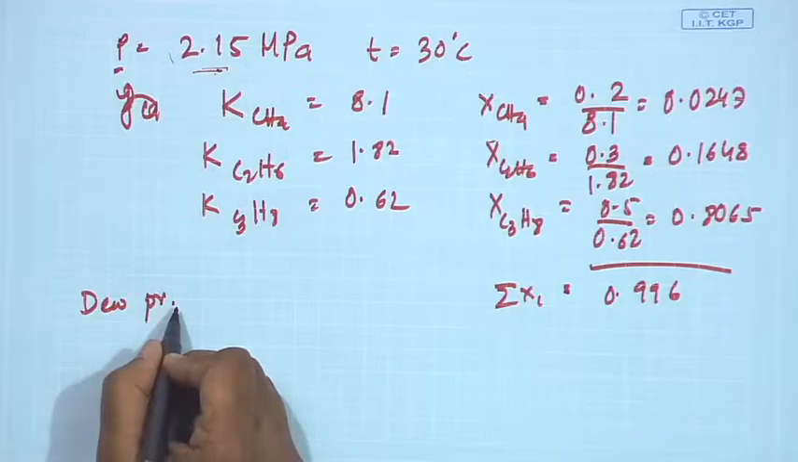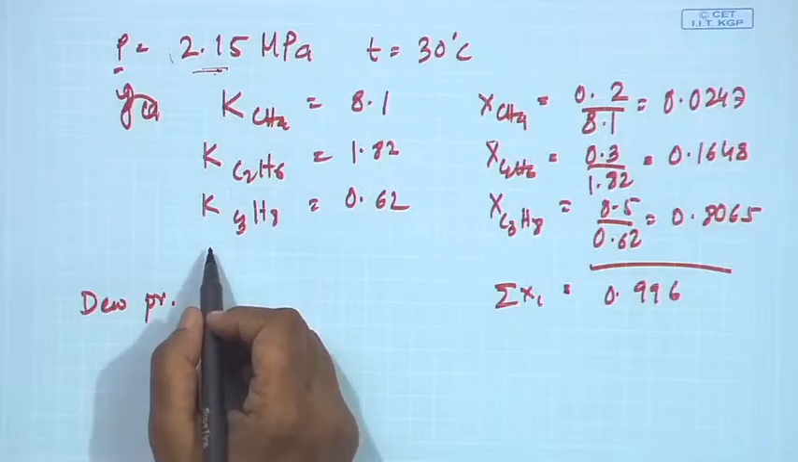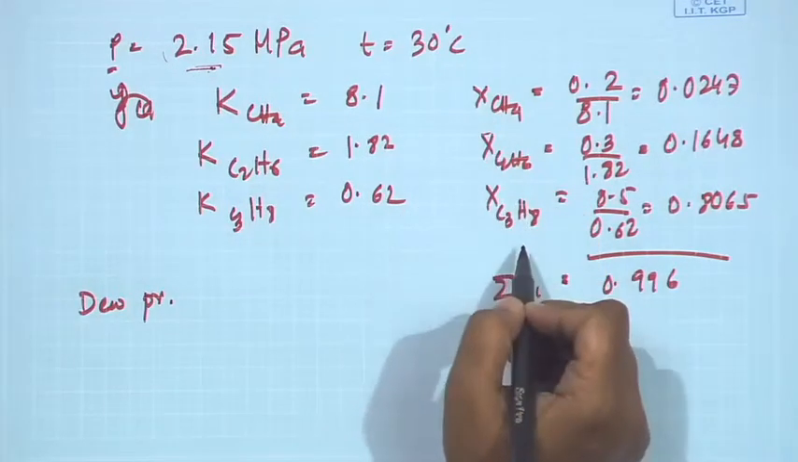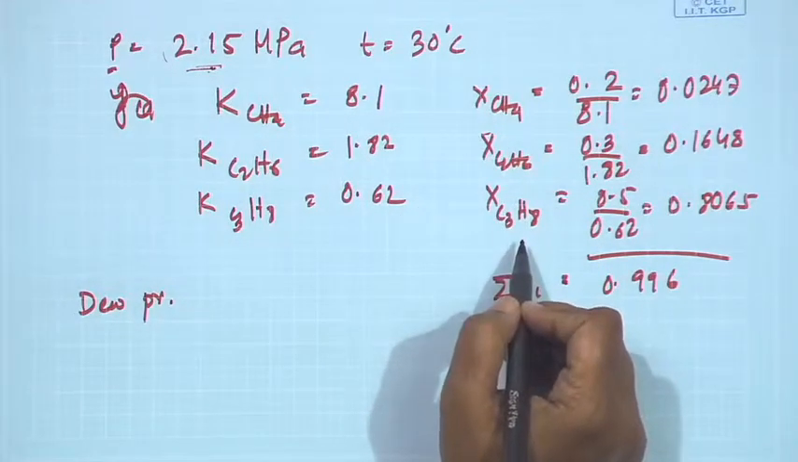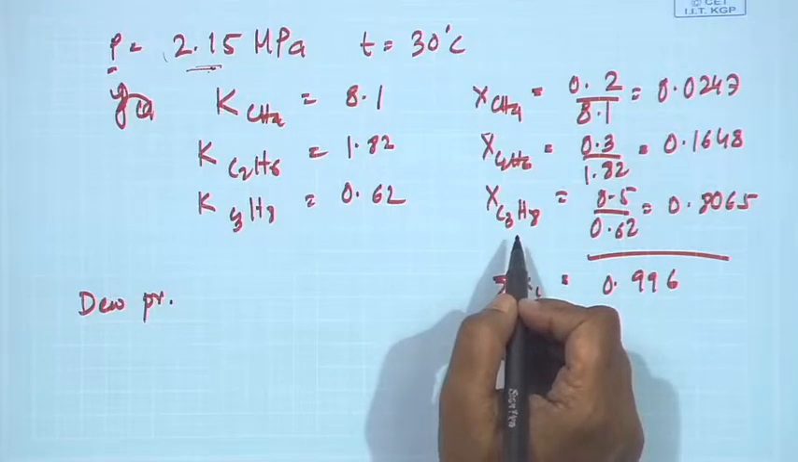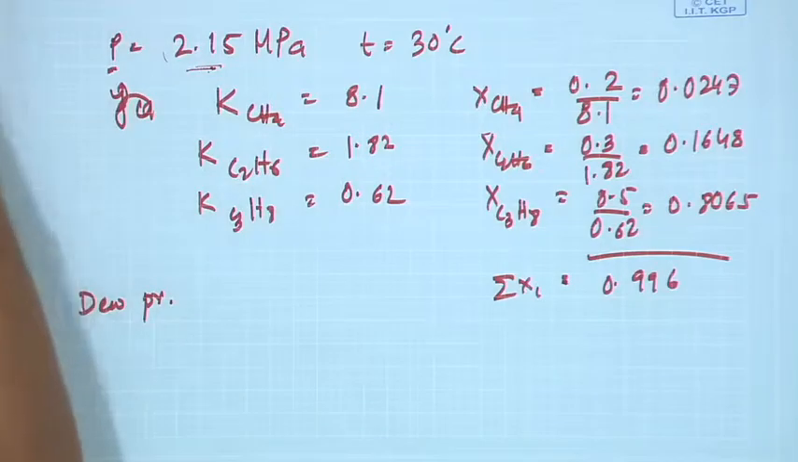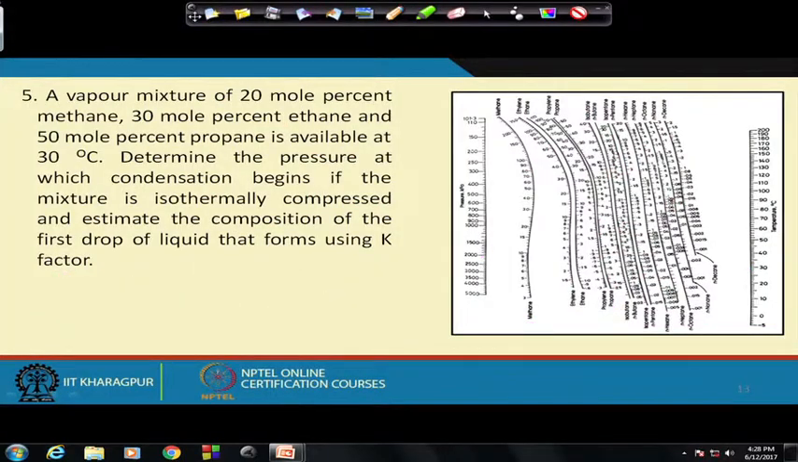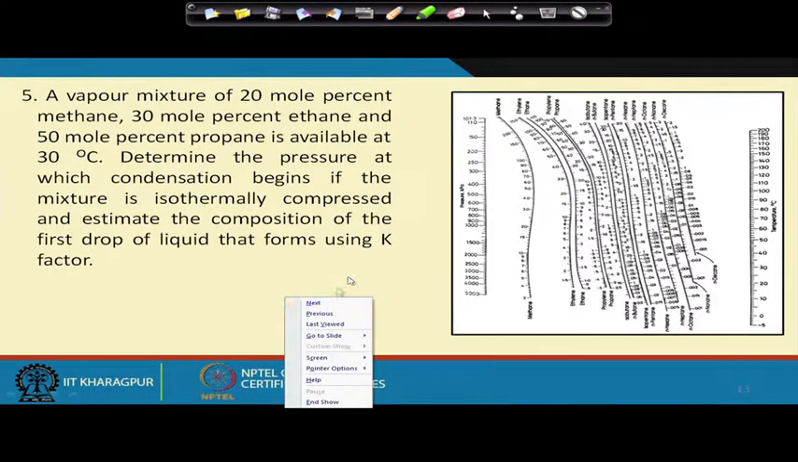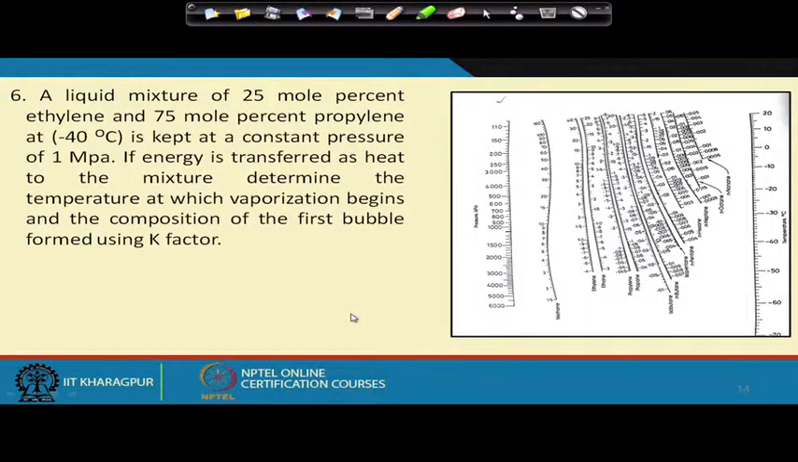Once you know the dew pressure, then with the dew pressure and the temperature you can find out the K values once more, and using the K values you can find out the composition of the first liquid which appears. This we had done when the vapor phase composition was given. We can also proceed similarly if the liquid phase composition is given. There is one more problem which we can do.